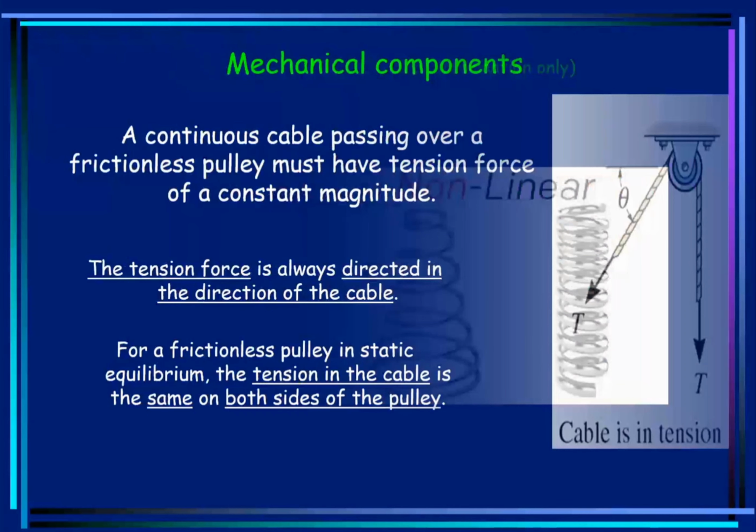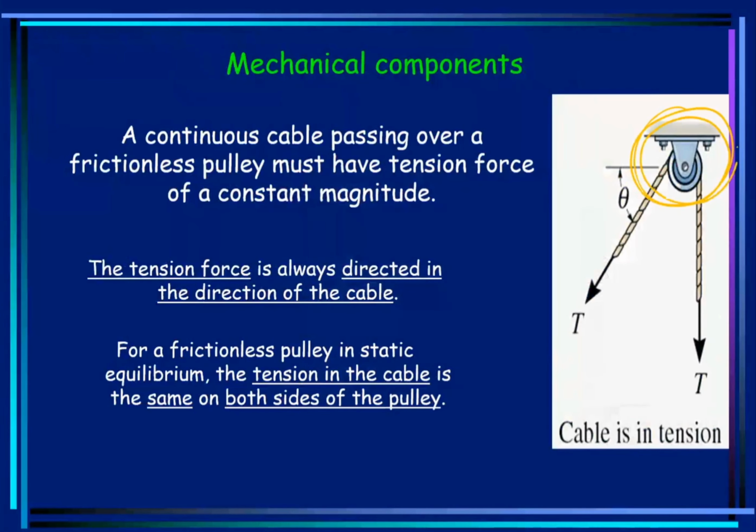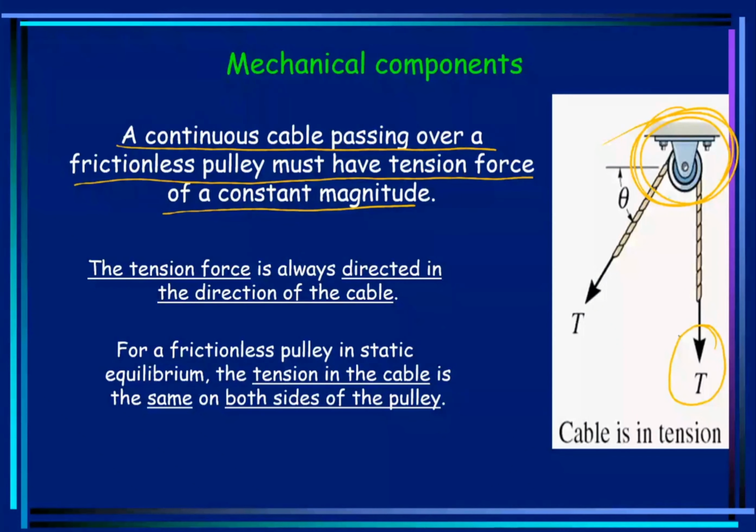Okay, pulley. What's a pulley? That's the pulley here. A continuous cable passing over a frictionless pulley must have a tension force of constant magnitude. It means that if you know the pull force on a rope here, that would be exactly the same on the other side, provided there's no friction coming from the pulley. So wherever you see a pulley and it's frictionless, if you know the force on one side, that's the same force on the other side.